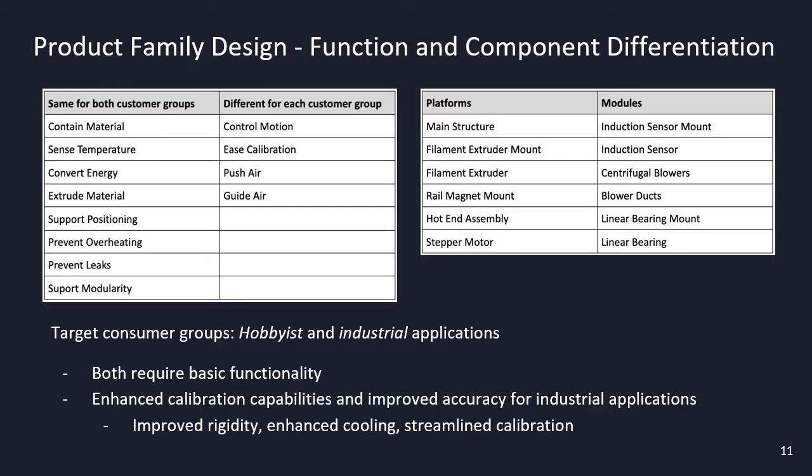Functions from the FAST diagram were taken and put into the left-hand table and were divided into 2 categories, functions that were the same for both customer groups and different for each customer group. Then, comparing this table to the BOM, we were able to divide all the parts into platforms and modules. The modules, such as the sensors, the blower, and the linear bearings, are for industrial use, while for hobbyist use, these are not necessary.